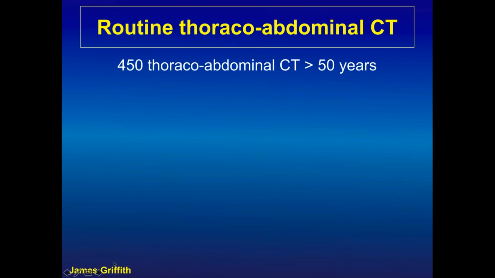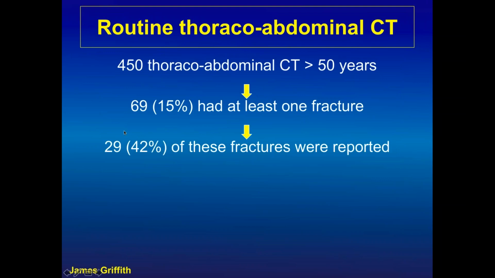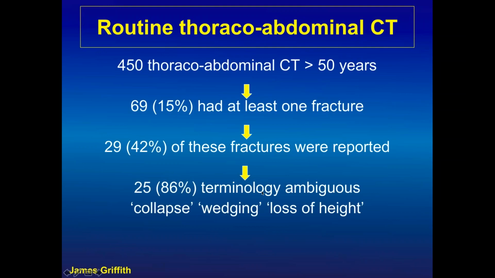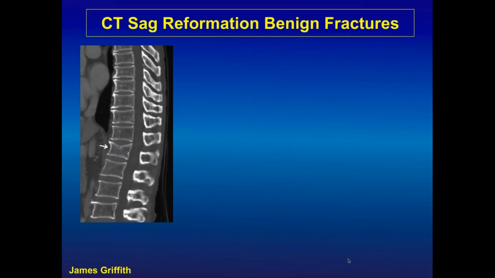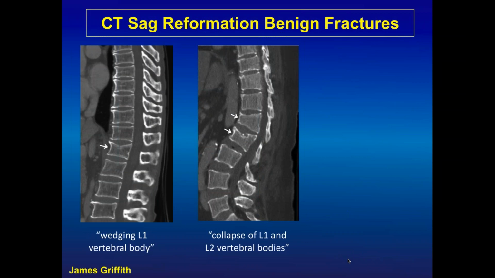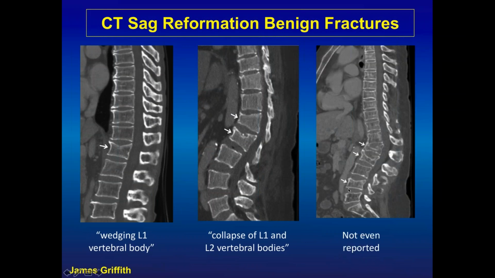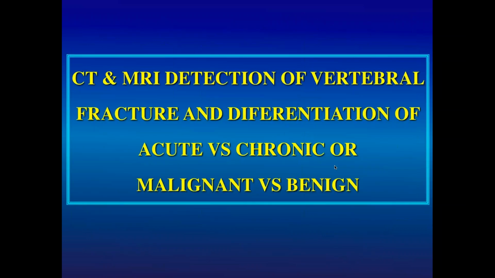James Griffith did an analysis of 450 thoracoabdominal CTs that had been performed in individuals over the age of 50, and 15% had at least one fracture. 42% of these fractures had been reported. The terminology used was ambiguous. That is, they didn't mention fracture in 86% of those, and fracture severity was not reported in any of the cases. Here are just some examples. Wedging, this was called, collapse, and here these had not even been reported. Of course, these studies are being done for other reasons, but we have to alert the radiologists and those interpreting these types of studies to the importance of vertebral fractures.